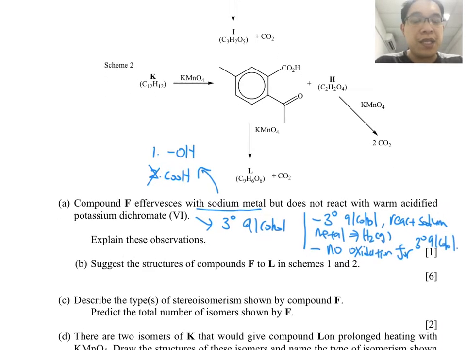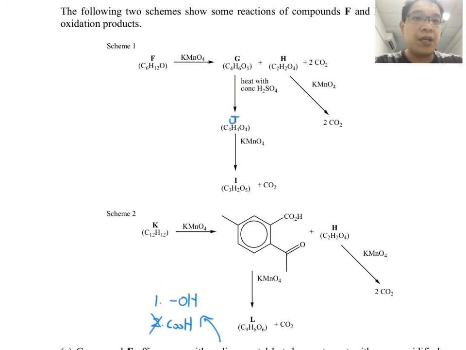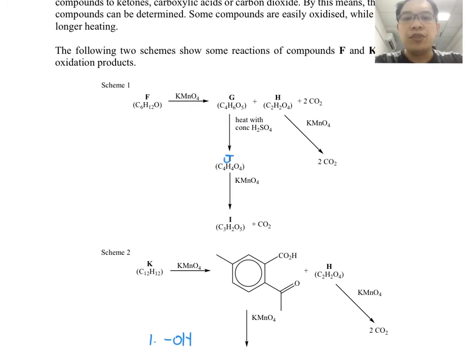For part B, suggest the structures of compounds F to L in scheme 1 and 2. This is the key part and the whole highlight of the question. This is a very important skill that you need to learn. So let's take a look together at scheme 1. Most of you will find this very overwhelming. Wow, so many information, how am I supposed to do it? Now, there are not a lot of tricks that you need to master. There are only a few tricks.